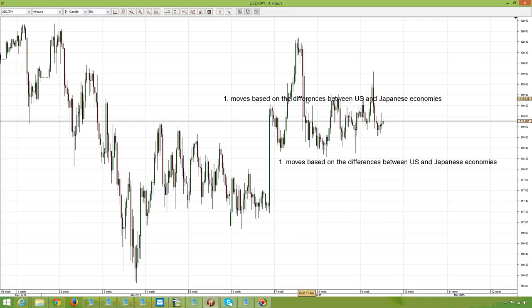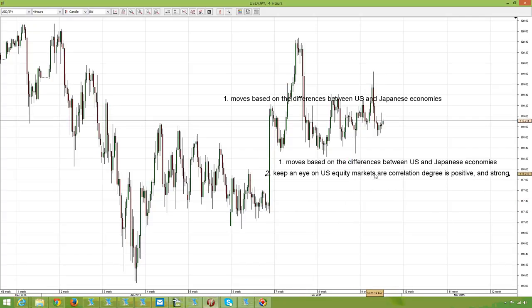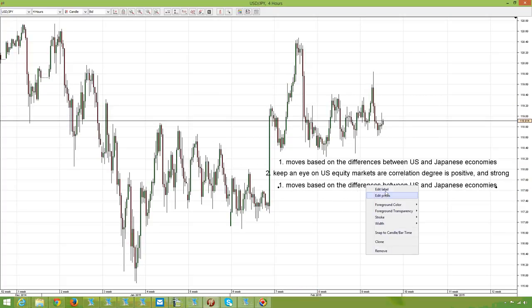So the second thing to consider is to keep an eye on the US equity markets, as the correlation is positive first of all and strong. It means that if the US markets have the tendency to move to the upside, then the path of least resistance for the US dollar Japanese yen is to move to the upside as well.